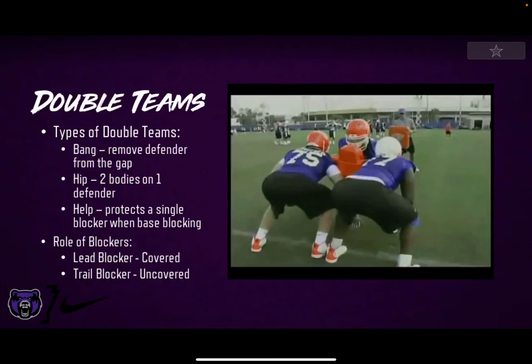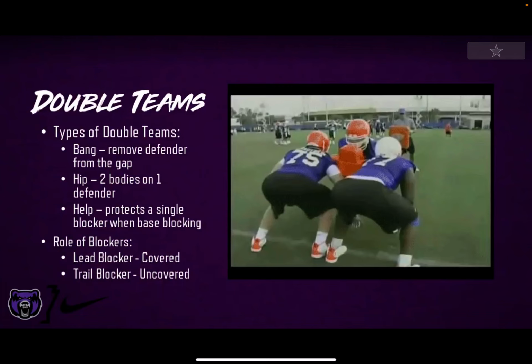Now, there's different types of double teams. There's a bang double team, different techniques. Bang means we're trying to remove the defender from the gap. So, one player is engaging the defender, the other one is trying to knock him out of the gap that he's aligned in, and that, I mean, the space between two blockers. There's the hip double team, which means there's just two offensive players, two blockers, getting hip to hip and using our shoulders and hips together to put two people on one person and remove him from the area.